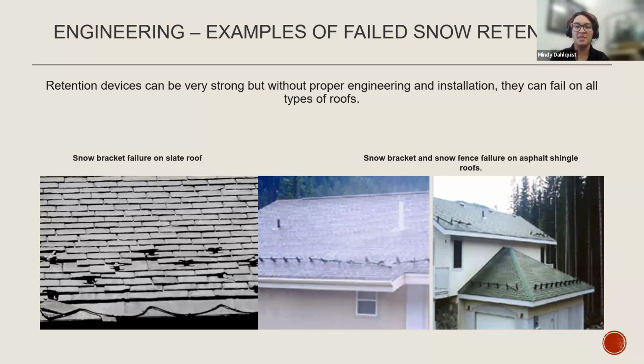Retention devices themselves, made out of steel, can be very, very strong, but without proper engineering and installation, they can fail on various types of roofs. So these are all unengineered systems. The far right is the best example of why that upper roof should not shed directly into the lower roof, even if you have snow retention.